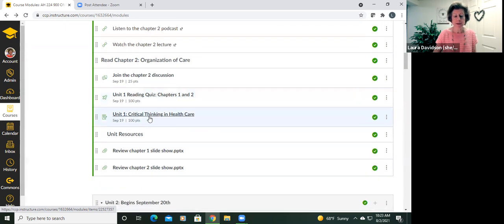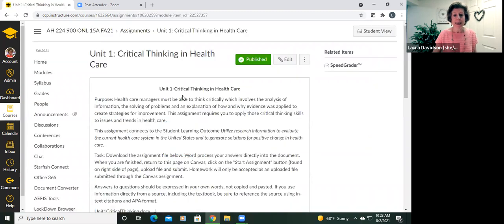And then let's peek at this critical thinking. I also want to mention that I post the slideshows in slideshow form in case you want to review them before taking the quiz. All right, so let's look at these critical thinking. Each critical thinking is different. And before each unit, I will usually post a tutorial video about that unit.